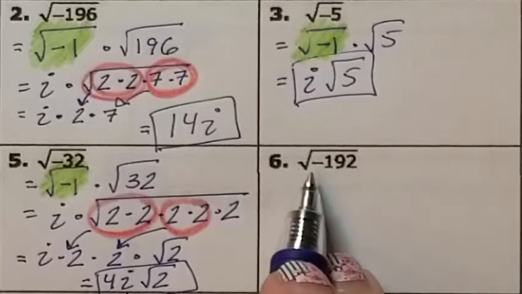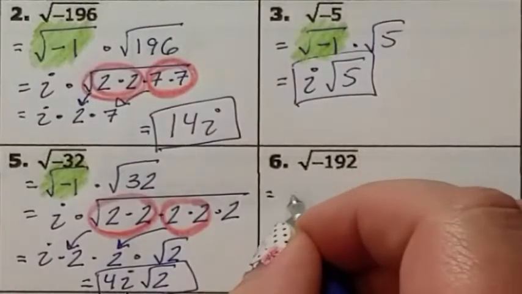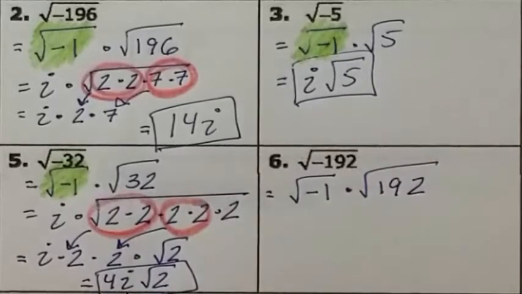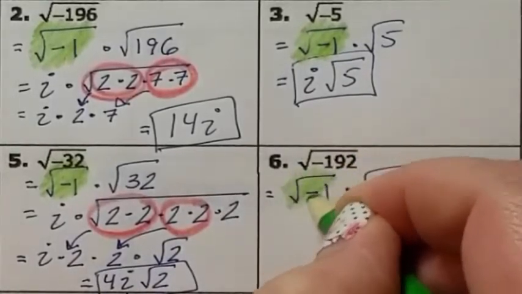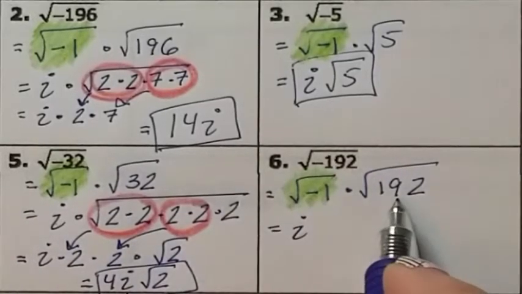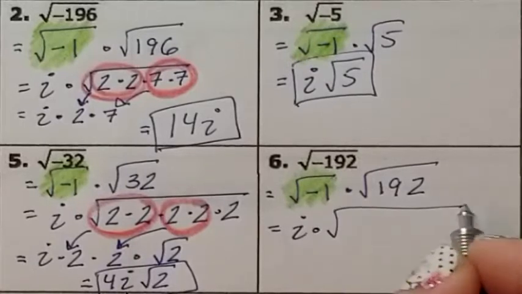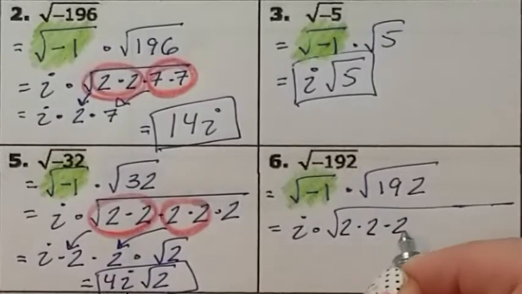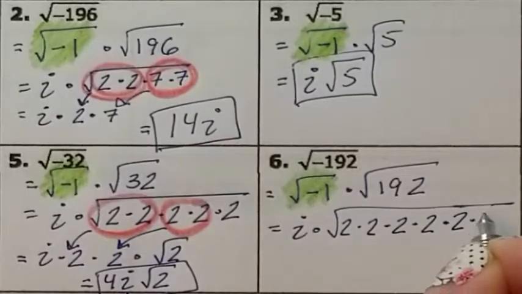The square root of -192. We need to separate the -1 from the 192. We know that the square root of -1 is i, and we need to prime factorize the square root of 192. Using my prime factor tree, I know it's 2 times 2 times 2 times 2 times 2 times 2 times 3.